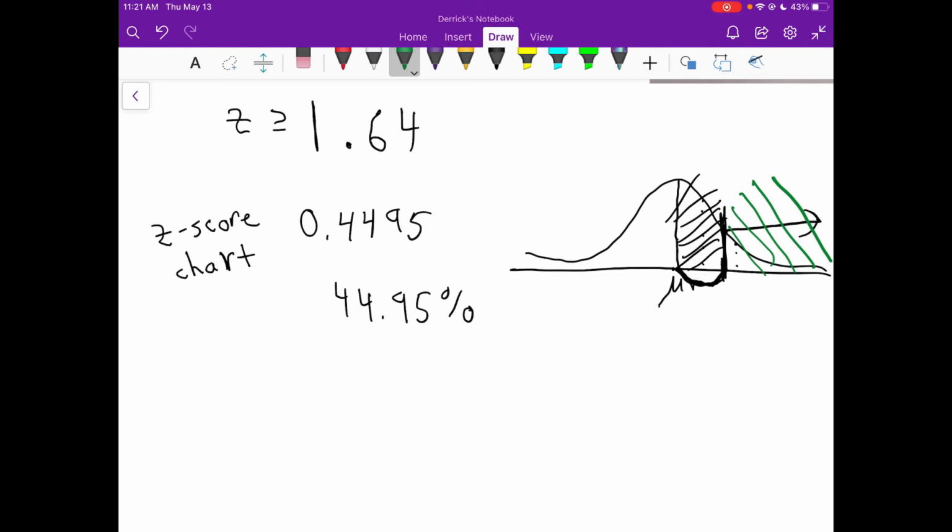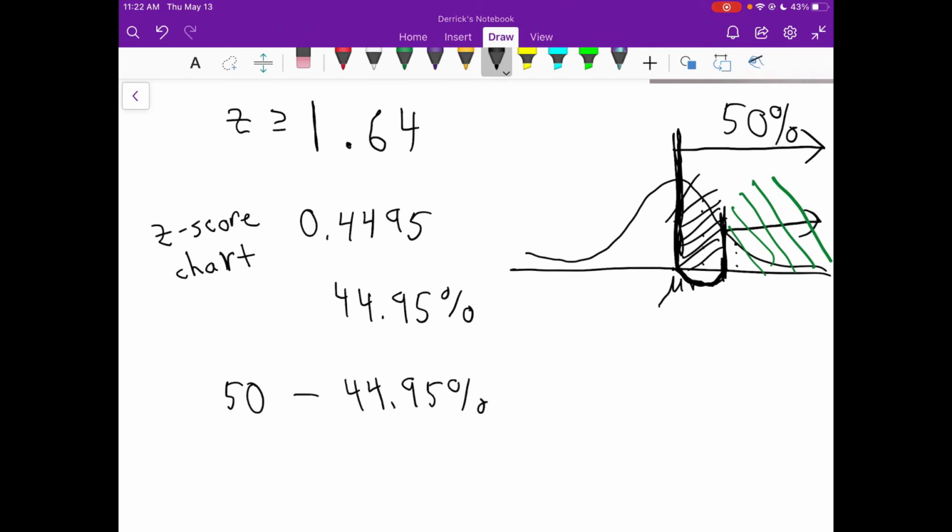Well, if we know that what we don't want is 44.95% of the data, and we know that the mean is splitting our data in half, then I know that all of this is 50%. Meaning what we need to do is say we have 50% of our data from the mean to the right, and I don't want 44.95% of that. So I would need to take 50 minus 44.95%, giving me 5.05% as our answer.